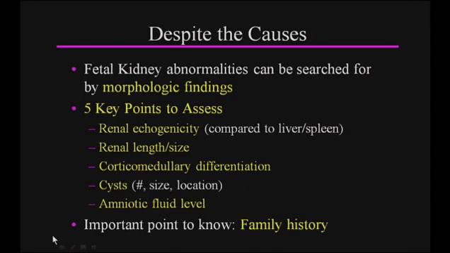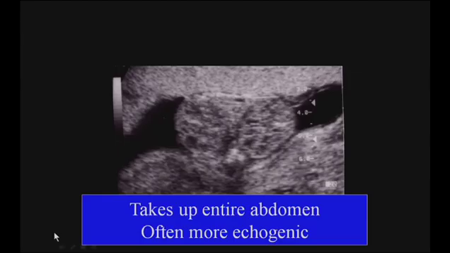Despite the causes, fetal kidney abnormalities can be searched for by morphologic findings. Five key points should be assessed: renal echogenicity, comparing it to liver and spleen, renal length and size, cortical medullary differentiation, cysts, the number of cysts, the size of cysts, location of cysts, and amniotic fluid level, or can the child produce adequate amniotic fluid. Important points to know are family history.